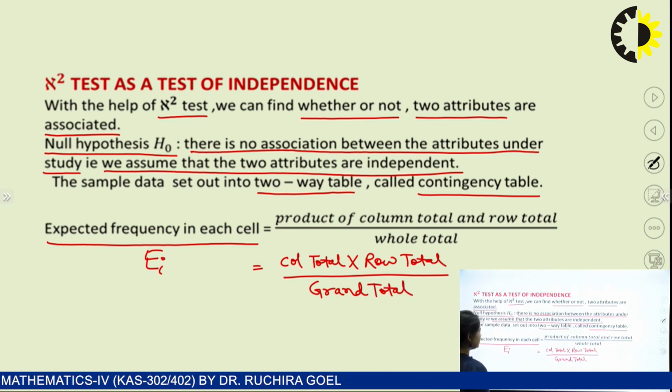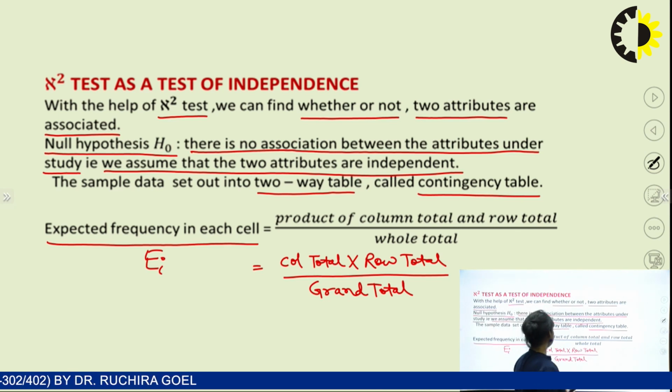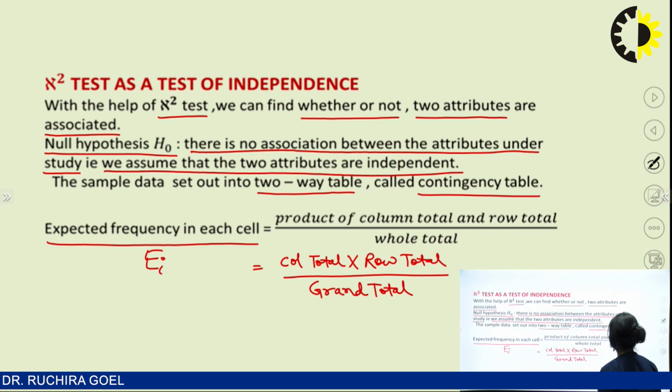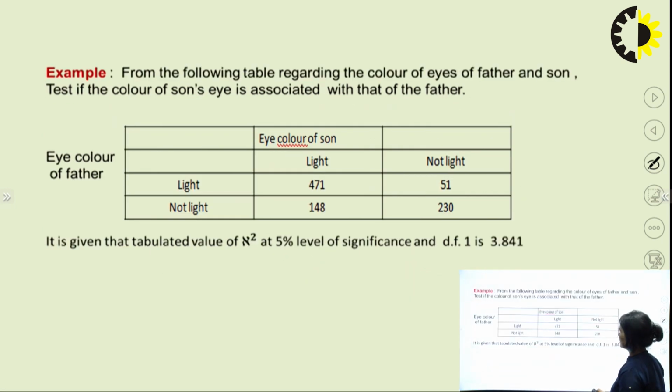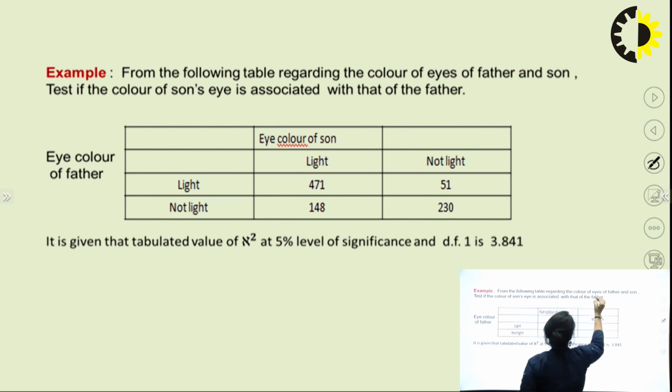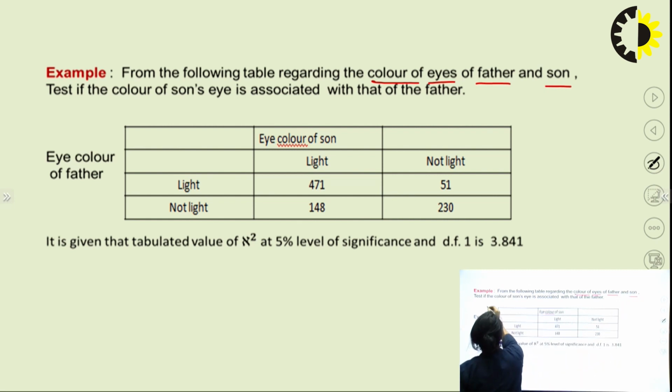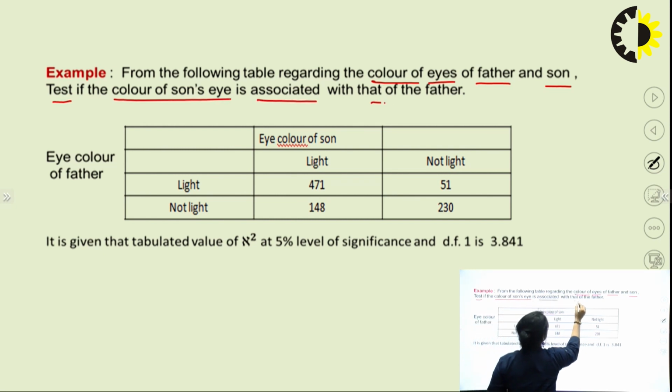So this is the way in which we will calculate expected frequency of the contingency table. Now let us elaborate it with the help of an example. From the following table regarding color of eyes of father and son, we have to test if the color of son's eye is associated with that of the father's eye.